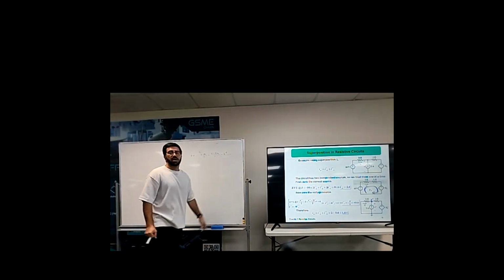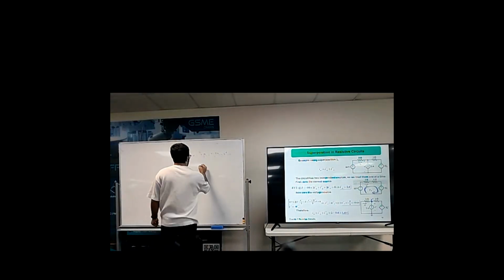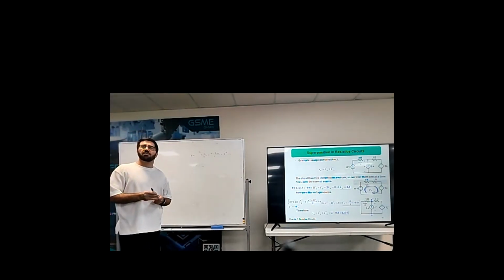Okay, I have one equation, two variables. I should find another relationship between V and 2ix. Where is ix? Ix is the current of this resistor. Based on Ohm's law, how much is ix?